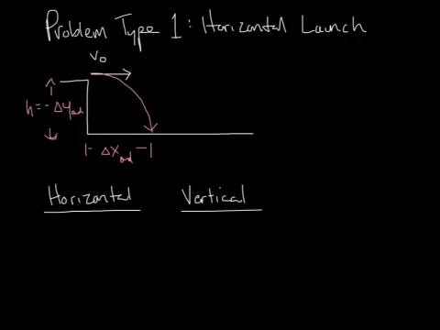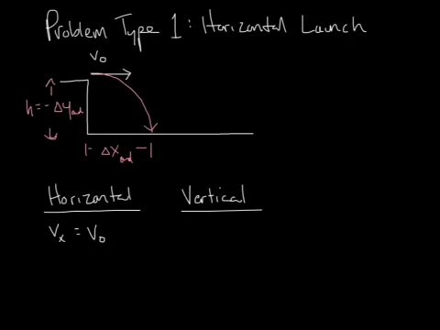So remember, with any projectile motion problem, we're always going to split up our horizontal information and our vertical information. And with this type of problem, where it's a horizontal launch, one important thing to realize is that the constant velocity in the x direction is just going to equal the initial velocity of the projectile. Because it was thrown sideways, Vx is equal to V naught.